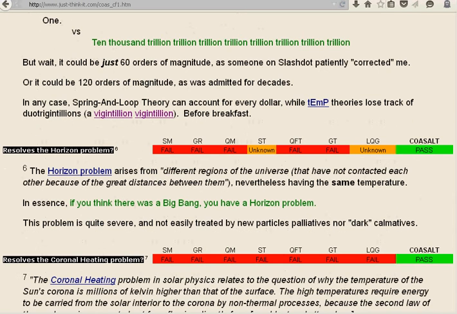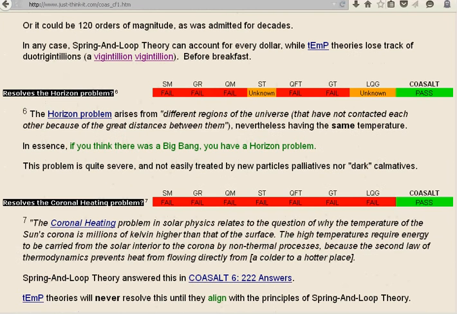Number 7. Does the theory resolve the coronal heating problem? Wikipedia says the coronal heating problem in solar physics relates to the question of why the temperature of the sun's corona is millions of Kelvin higher than that of the surface. The high temperatures require energy to be carried from the solar interior to the corona by non-thermal processes because the second law of thermodynamics prevents heat from flowing directly from a colder to a hotter place.